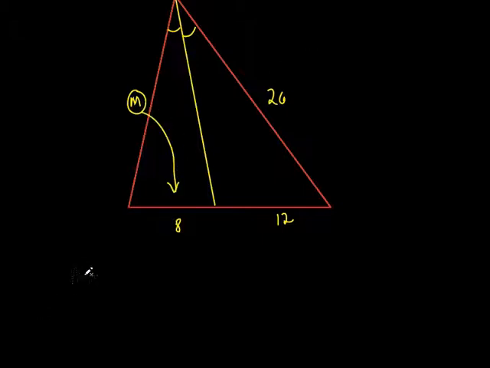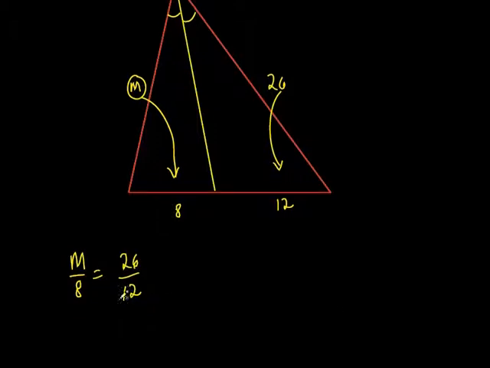So M, we'll do it down here. Compare M to 8. What would we do over here? 26 to 12. Good. 26 to 12. Everybody see that? Watch, let me just show you a little shortcut math-wise. I mean, you could always cross-multiply and do what you've always done, okay? But let me just show you a little shortcut, see if you like this or not.